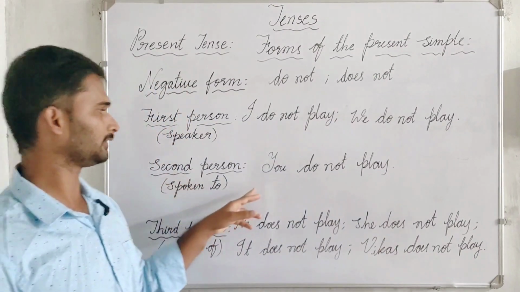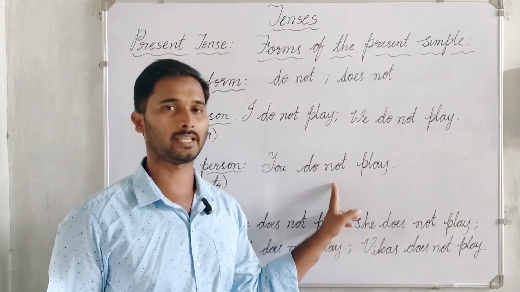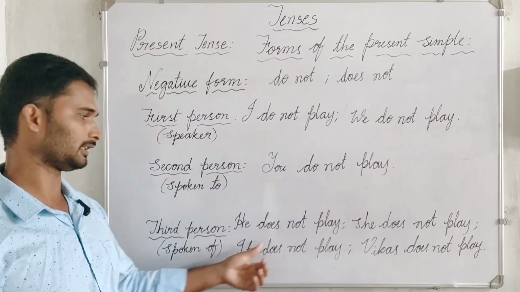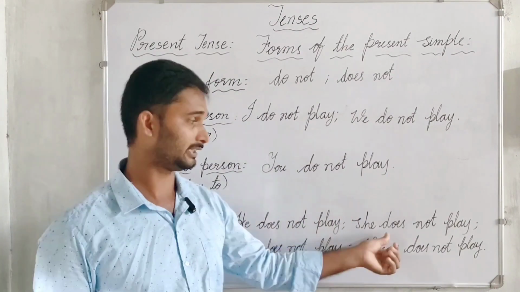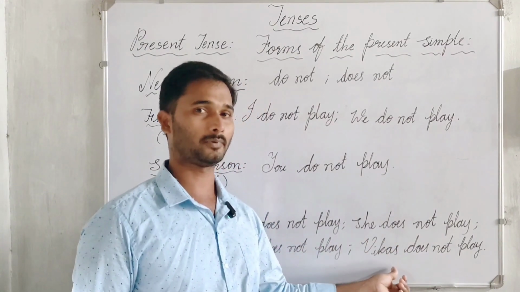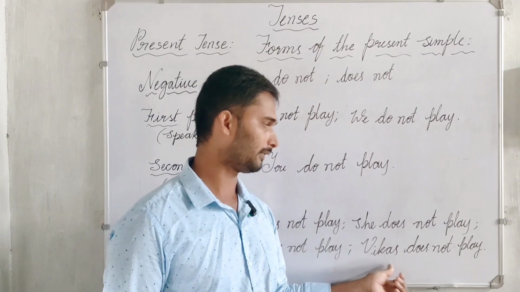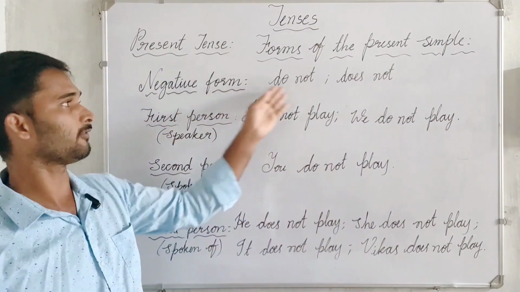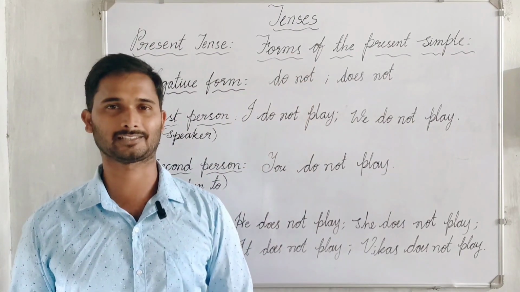And the next one, second person, you do not play, and we also call it you don't play. Third person, he does not play, she does not play, it does not play. If we take a proper noun, singular one, Vikas does not play. These all are the negative forms of the present indefinite tense.